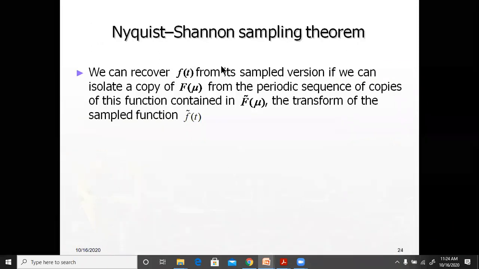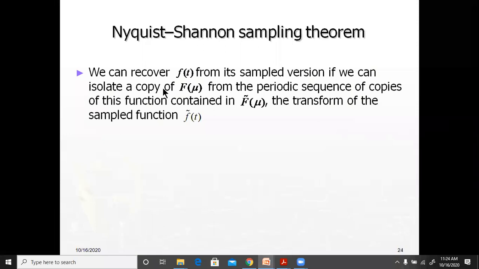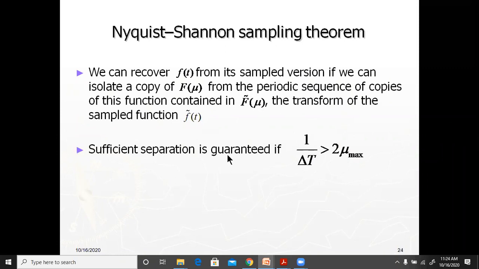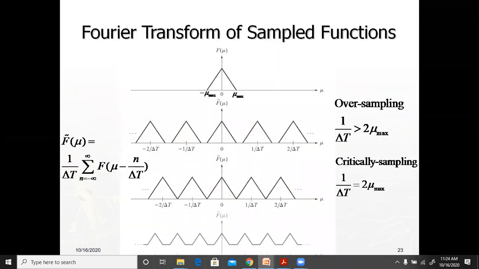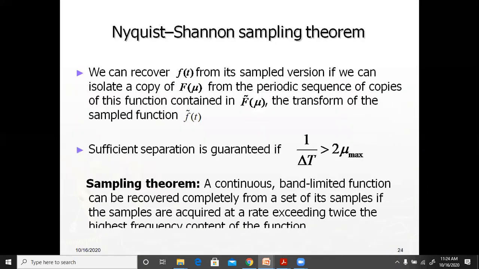So we can recover f of t from its sampled version if we can isolate a copy of f hat mu from the periodic sequence of copies of this function contained in f hat mu, the transform of the sampled function f of t. Sufficient separation is guaranteed if 1 by del t is greater than 2 mu max, and that is the case of oversampling in the earlier figure.